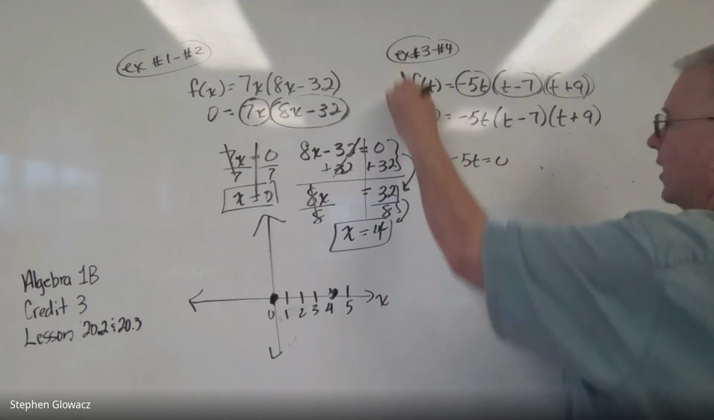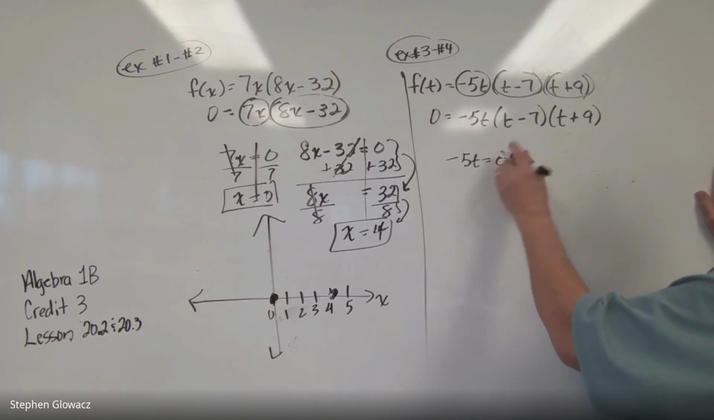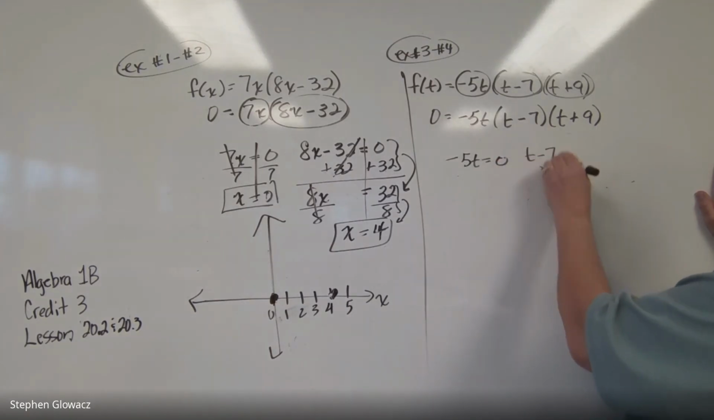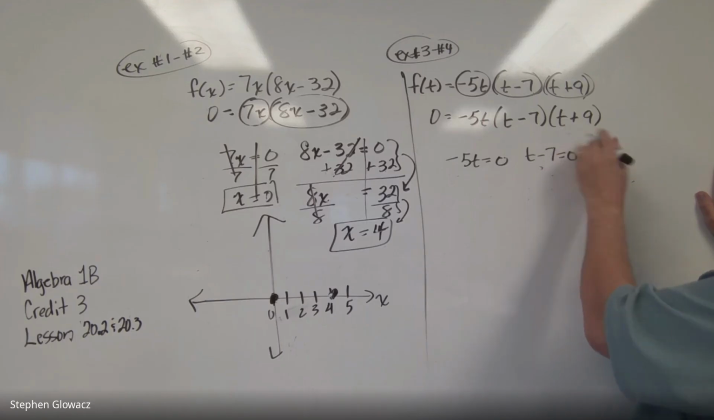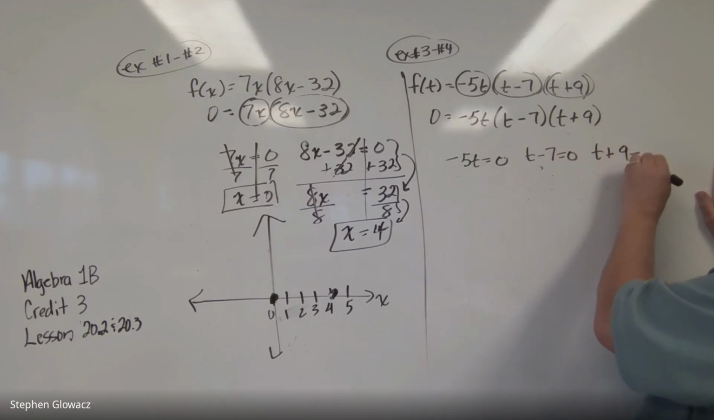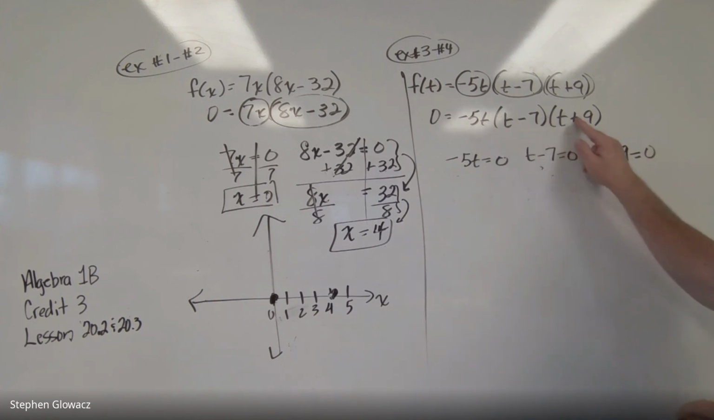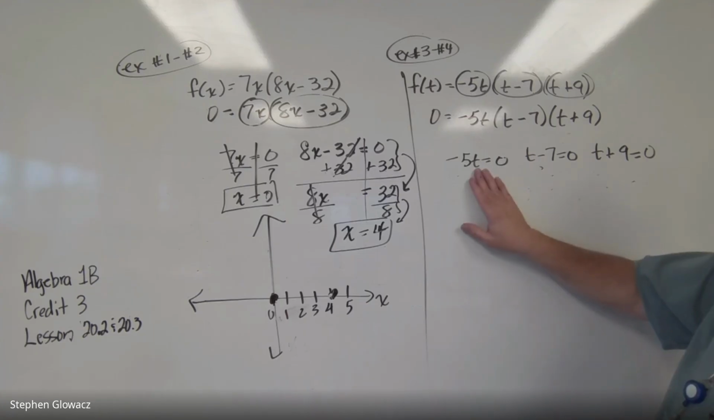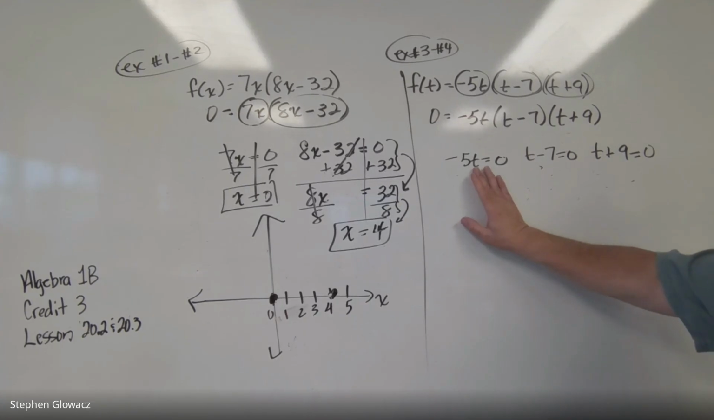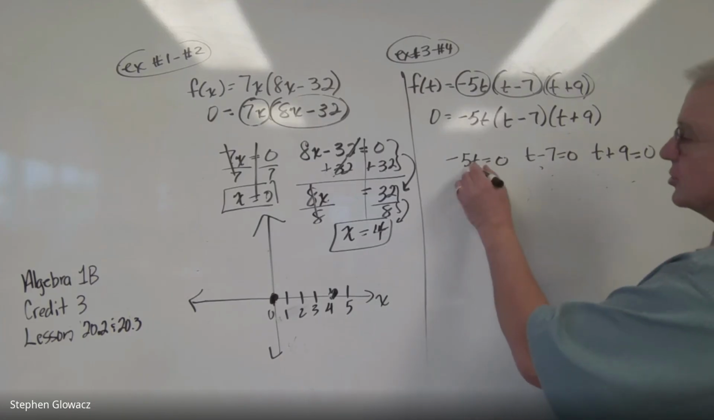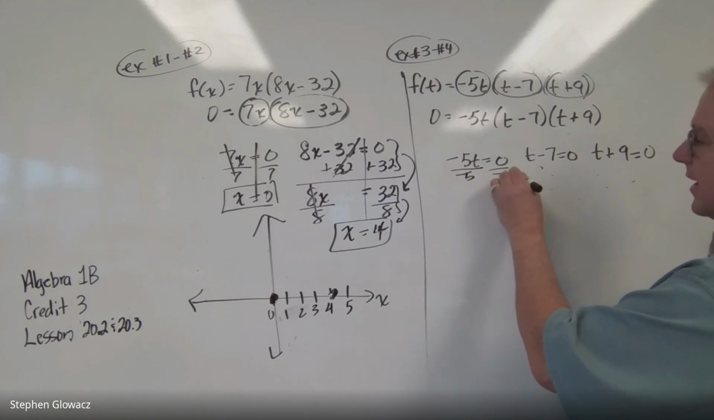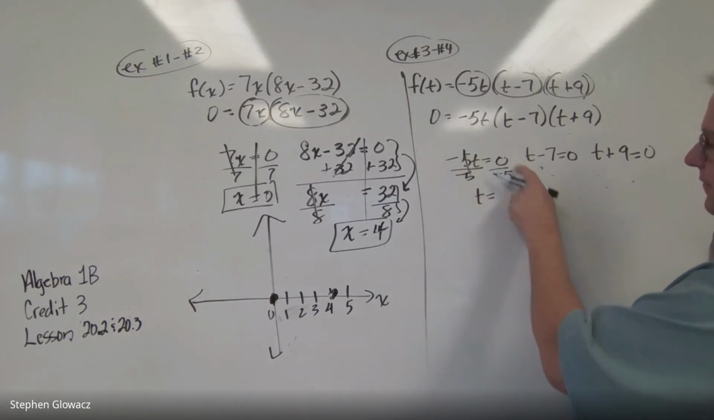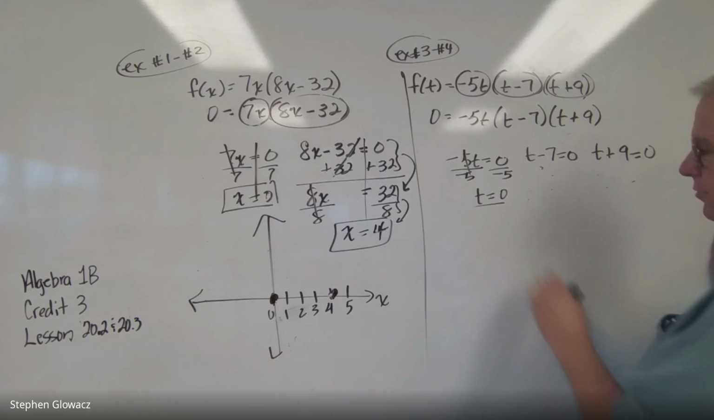Let's go ahead and draw a line here. Or what value of t makes t minus 7 0. Or what value of t makes t plus 9 0. In other words, we're going to set each of these 3 factors equal to 0 and then solve. Our first equation, t is being multiplied by negative 5. So we divide by negative 5, and we get 0 divided by anything is 0, so t equals 0.